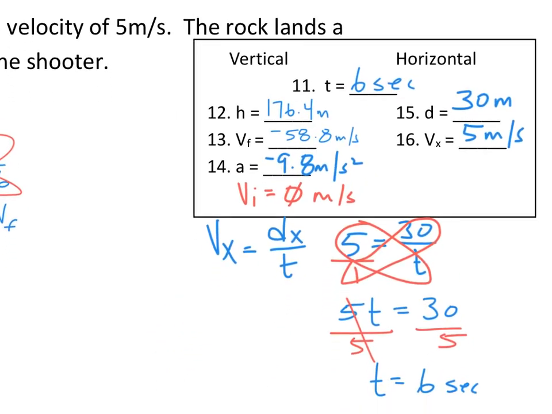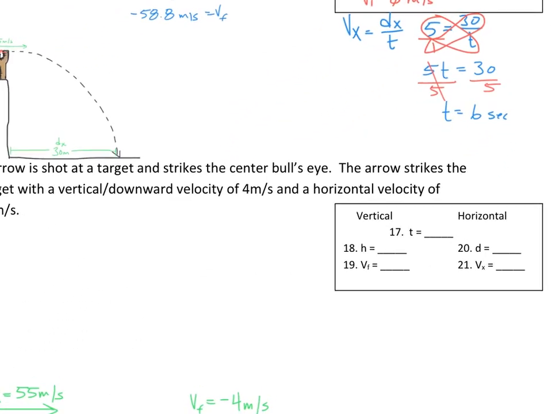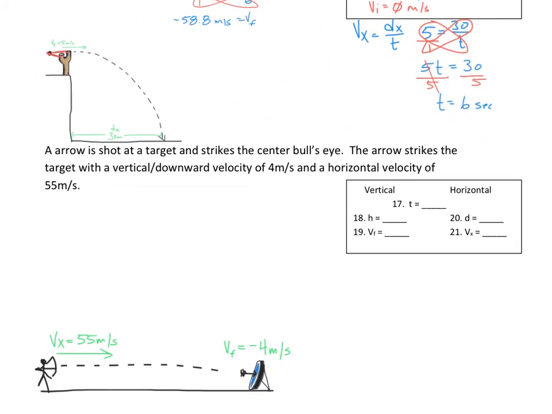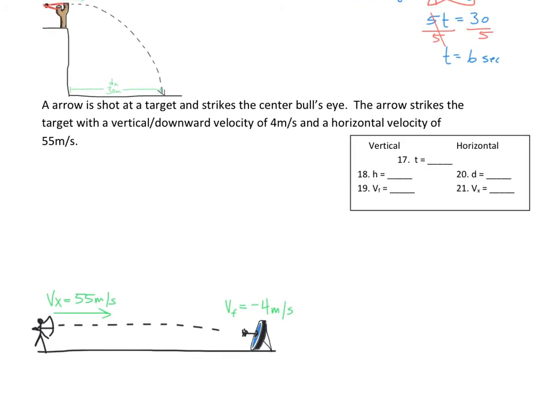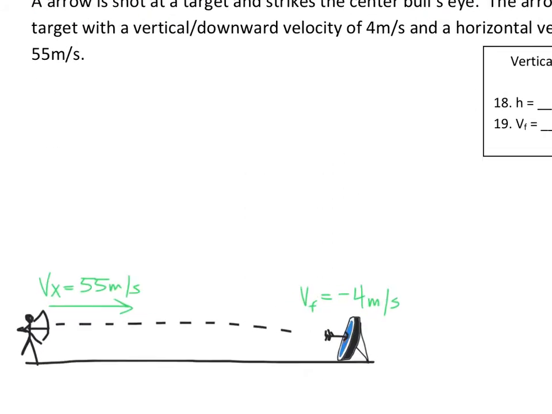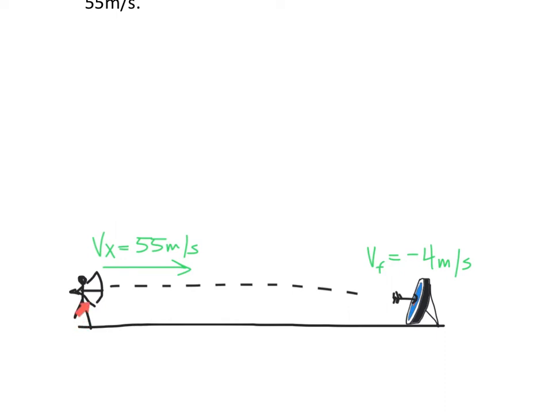And the last one. An arrow is shot at the target and strikes the center's bullseye. The arrow strikes the target with a vertical downward velocity of 4 meters per second and a horizontal velocity of 55 meters per second. Okay, so down here at the bottom, you can see the arrow shooting horizontally at 55 meters per second, traveling along this pathway, hitting the bullseye downward, so it's starting to curve downward. So 4 meters per second down.